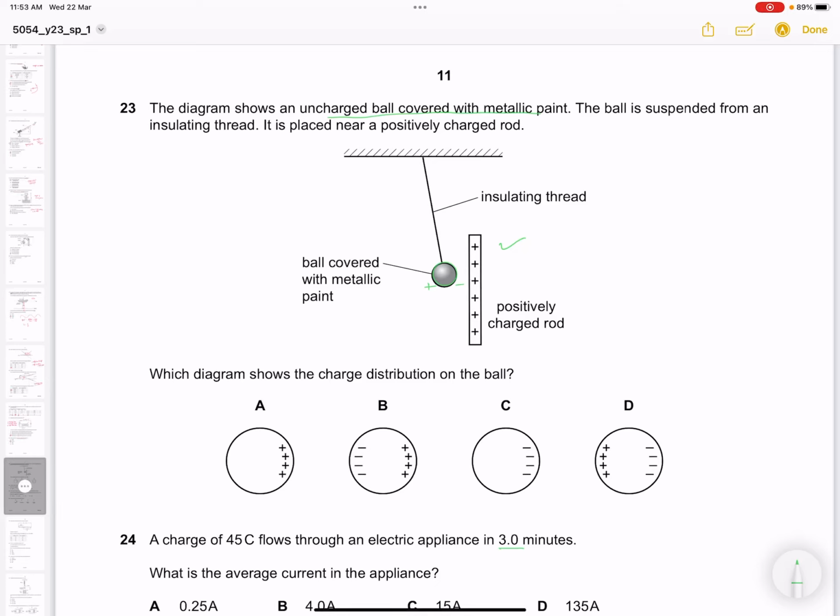In the previous video we solved this specimen paper for 23 O-level physics. We solved till question number 22. Now let's start from question number 23.